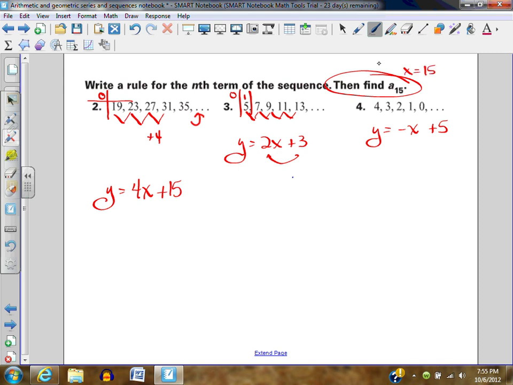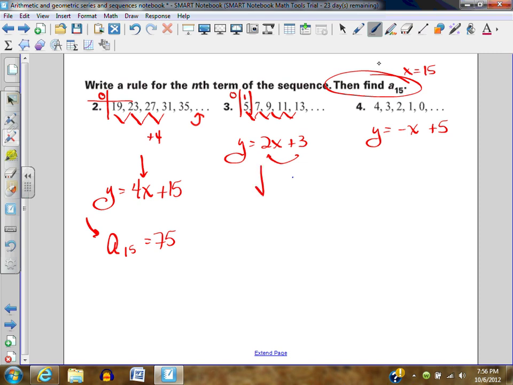The term position, what's the 15th term? Well, you just plug 15 in right there. 4 times 15 is 60, plus 15 is 75. So you would say a sub 15 is equal to 75. See how I express that? A sub 15? Good deal.